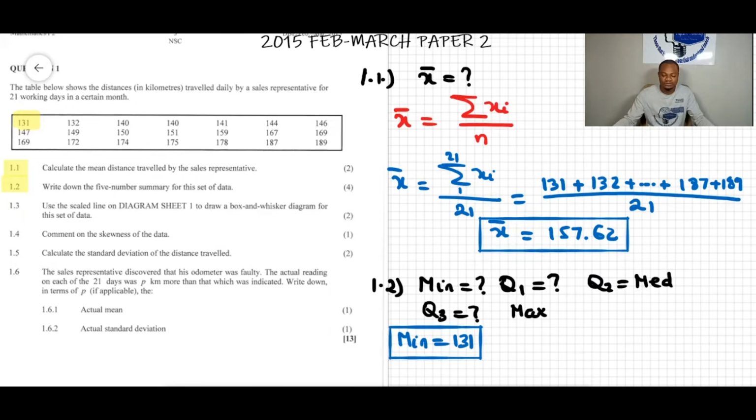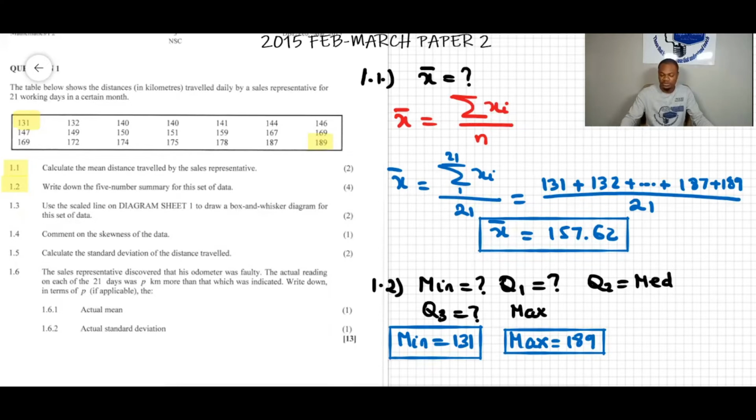Before we do the first, second and third quartile, let's first define the maximum here. The maximum will obviously be the last one in the data set, so 189. Maximum, done. Now we also need to determine the median, which is Q2, the second quartile.